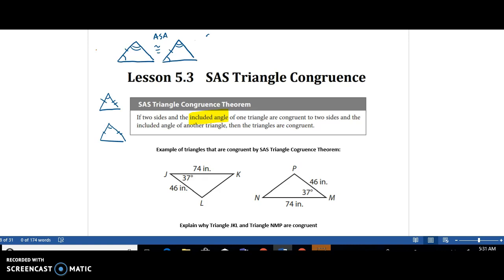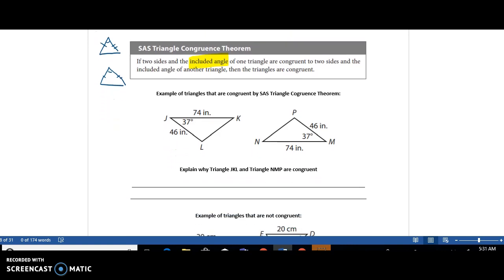So, example triangles that are congruent by the side angle side congruence theorem. We have that JL is 46 inches. I'm going to put a little congruent mark because I have one that's 46 inches over here. So JL is congruent to PM. That's another way of saying that. And then JK is 74, and also NM is 74, so they're congruent to each other. I'm going to put 2 marks on those. And then we also have angle J is 37 degrees and angle M is 37 degrees, so those are congruent to each other. So this is setting me up for SAS.